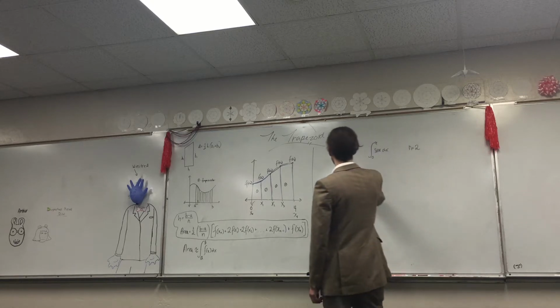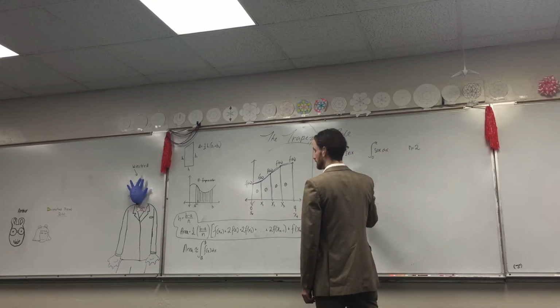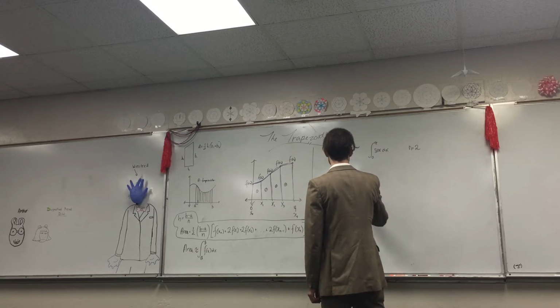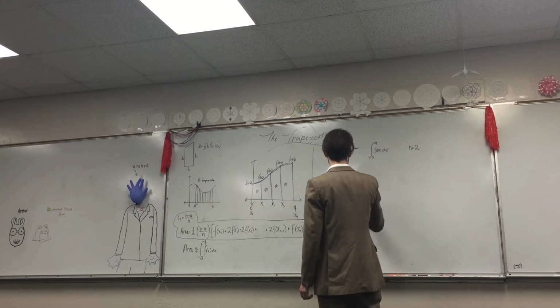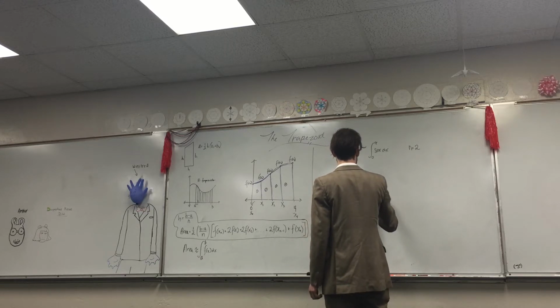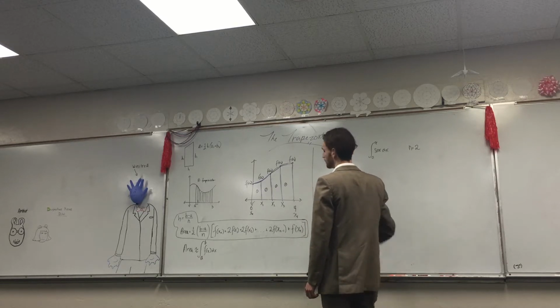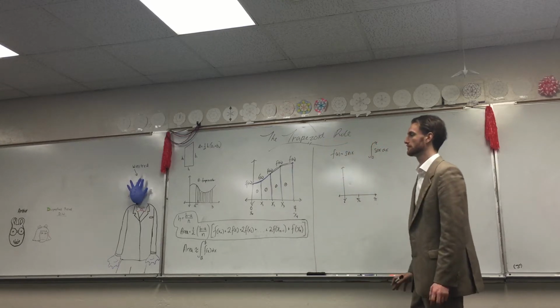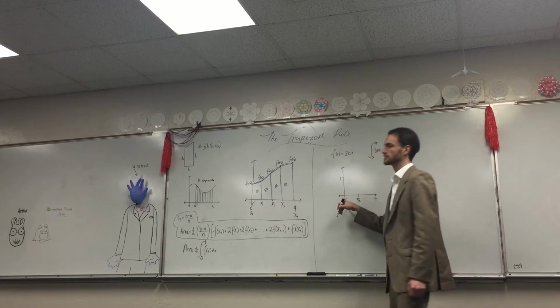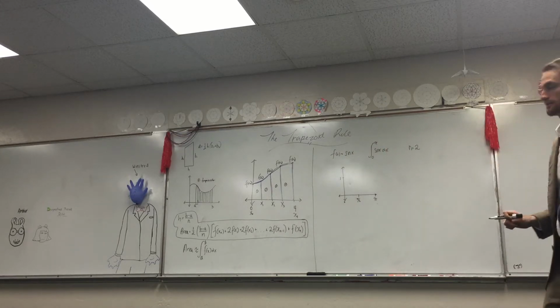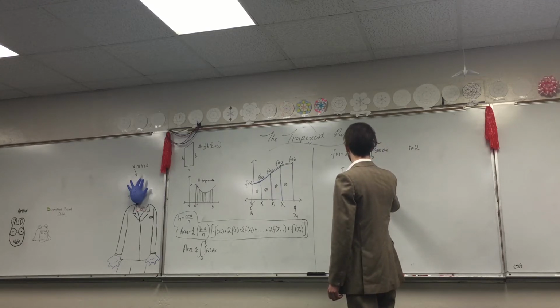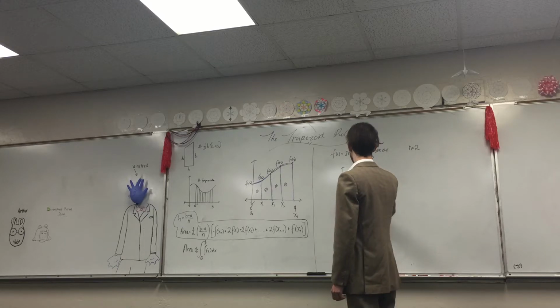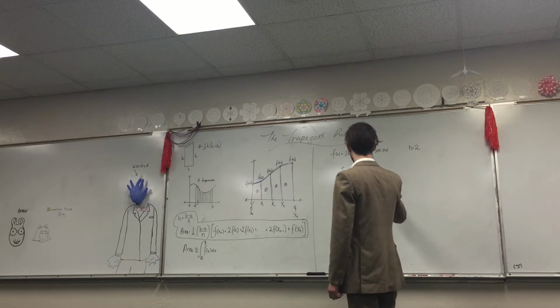First we're going to want to plot the sine function. What's the maximum height of a sine function? 1. Where does sine start? When x equals 0, sine is 0. Very good. When x equals pi over 2, sine is 1. And when x is pi, sine is 0.